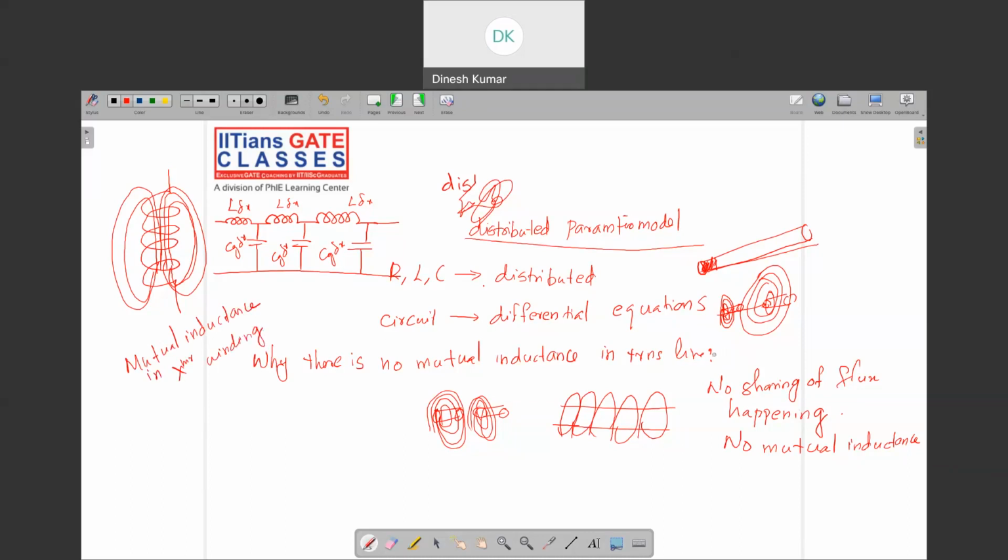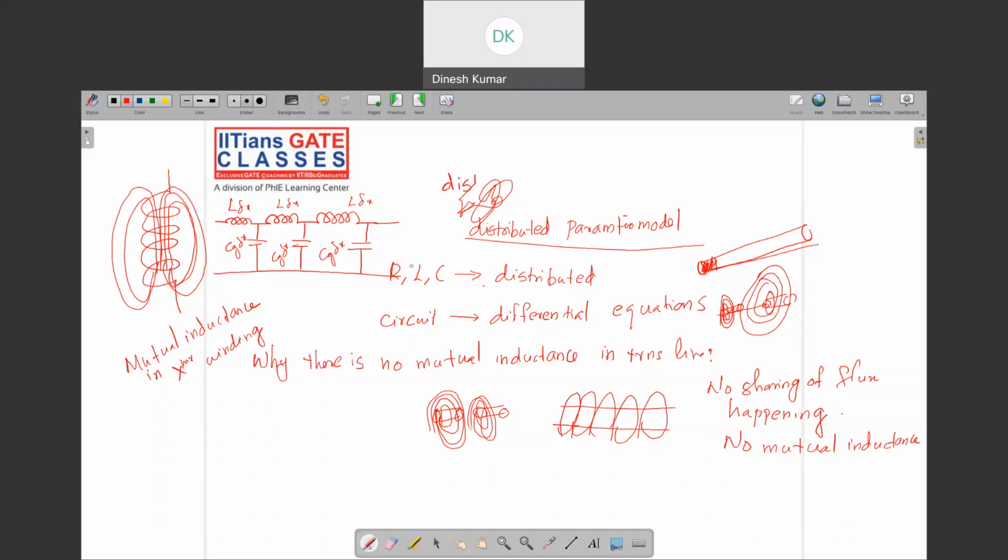Okay, so this is the most important part. You should explain these things to different people. While they ask your question, why you are considering mutual inductance in transformer winding and not in transmission line. These are the important questions you should actually think about, so that you can get this.